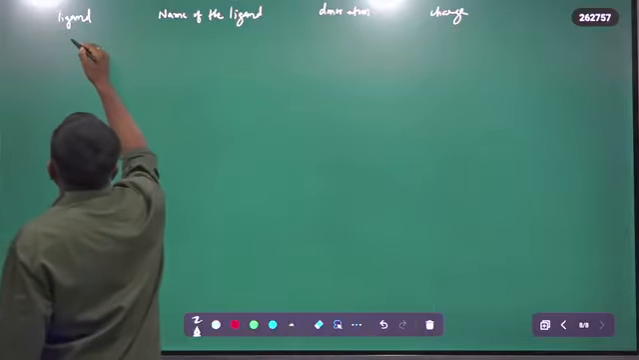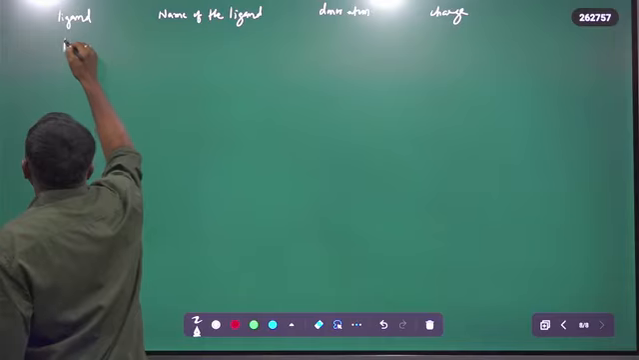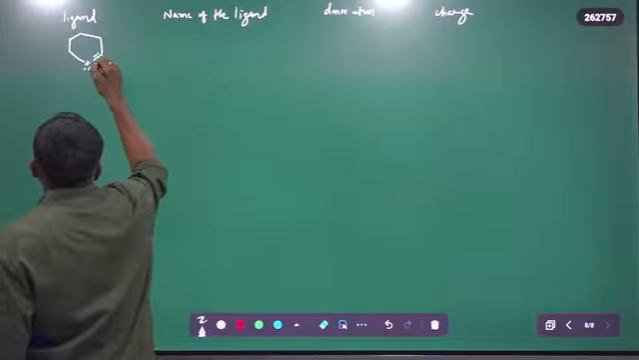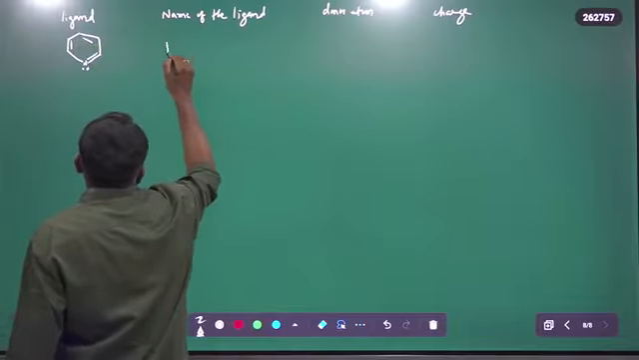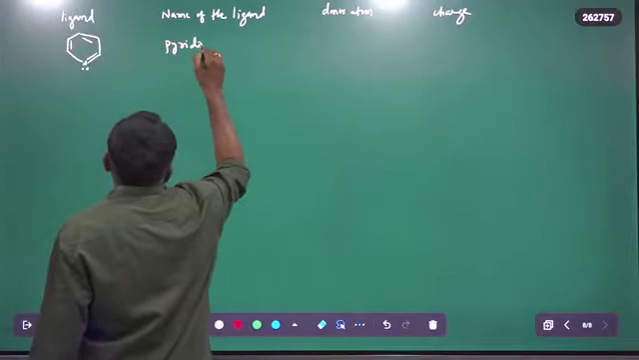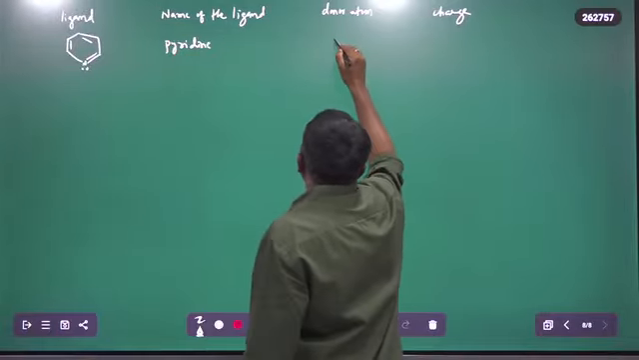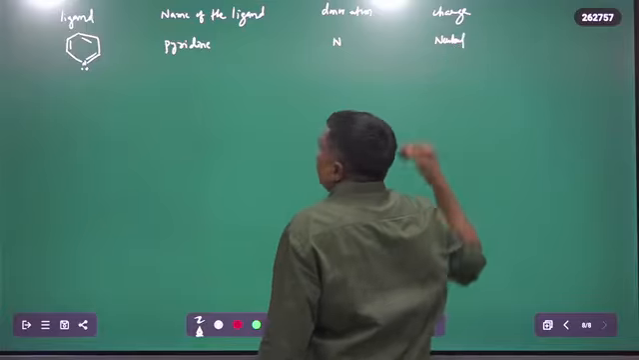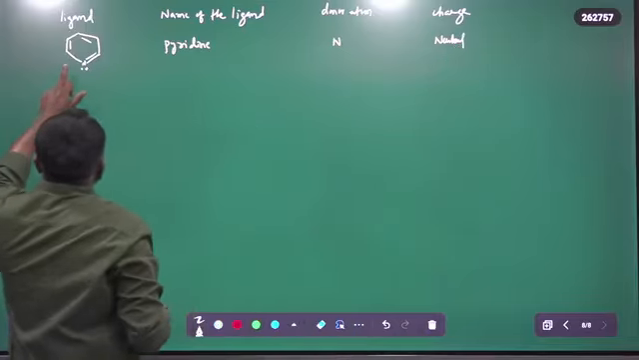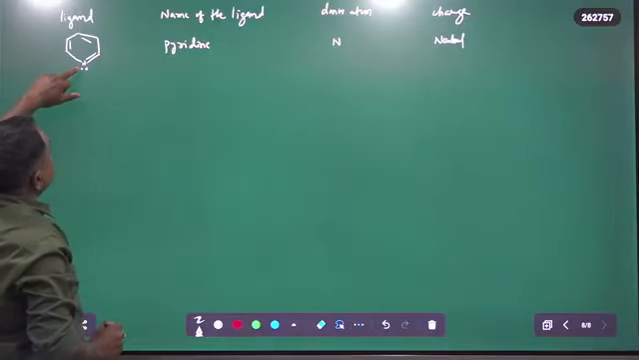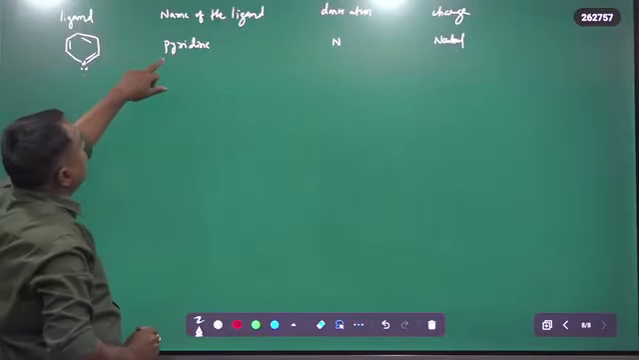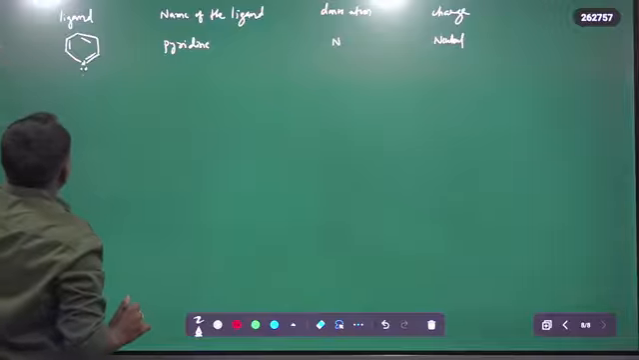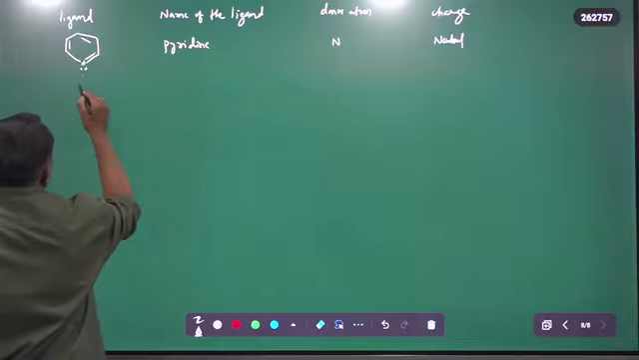Next it is pyridine. What is pyridine? This is pyridine. The nitrogen has one electron pair. The name of this ligand is pyridine, the donor atom is nitrogen in this case, and the charge is neutral. In pyridine, the nitrogen has one lone pair of electrons that is able to donate an electron pair to the central atom. That is why it is a monodentate neutral ligand.